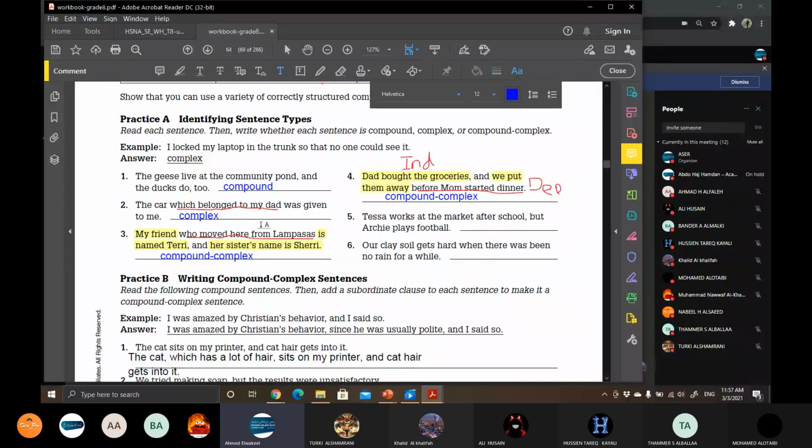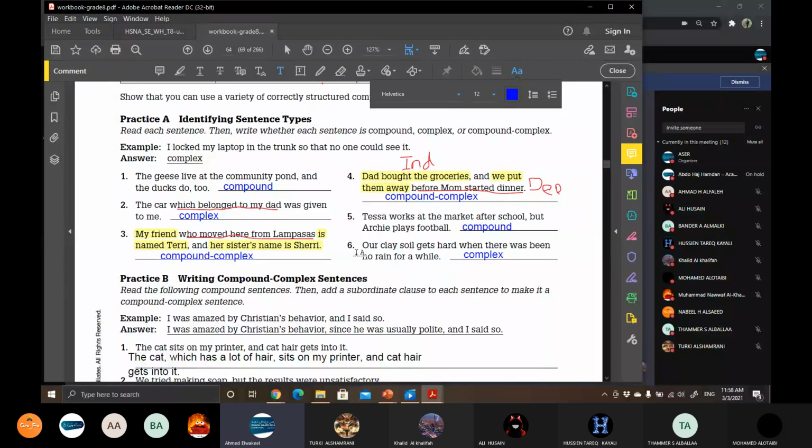And number 5, Tessa works at the market after school, but Archie plays football. Compound. Two independent clauses. Last but not least, our clay soil gets hard when there was been no rain for a while. It's complex. Complex, bravo.